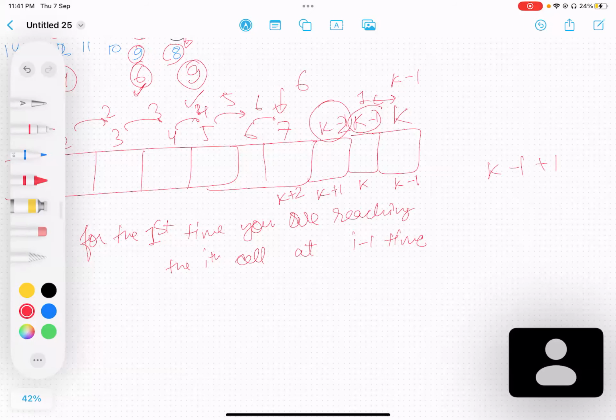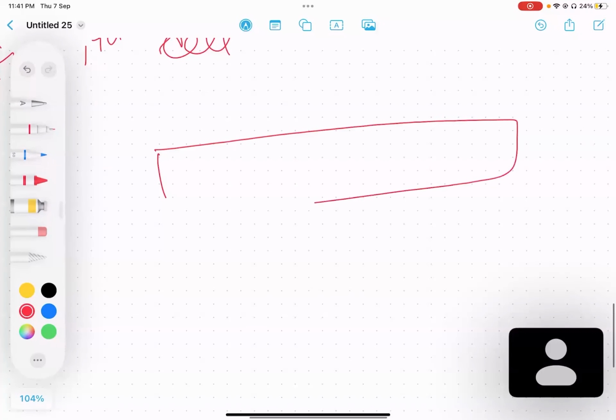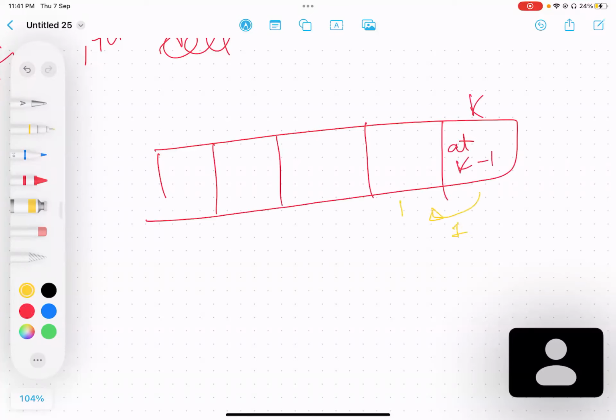Similarly, this cell is at a distance of 2 from k, right? Let's write it here then. What I'm saying is, you reached this k cell at time k minus 1, right? Now you start the backward journey. So this is at distance 1, so you will reach here at k. Now this is at distance 2, so you will reach here at k plus 1. Similarly, this is at distance 3, so you will reach at k plus 2, right?